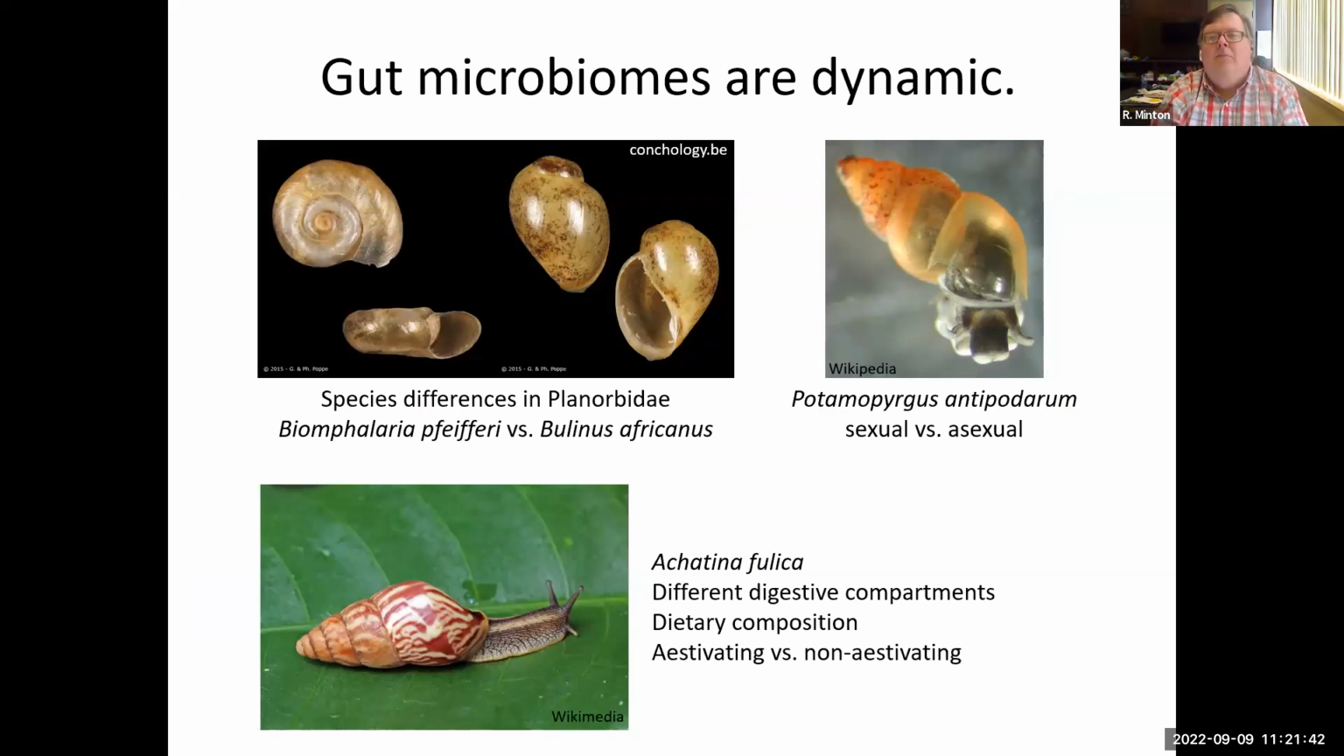And we also know that gut microbiomes are dynamic, and that's at all different scales. So we know that different species of snail can have different gut microbiomes. We know that there may be a connection to reproductive mode. So in the invasive Potamopyrgus shown here, sexual and asexual individuals have distinct microbiomes, both in their gut and in other compartments. A lot of work has been done on the giant African land snail, which is the one shown at the bottom here, where again, you get different microbiomes in different digestive compartments, in different anatomical compartments.